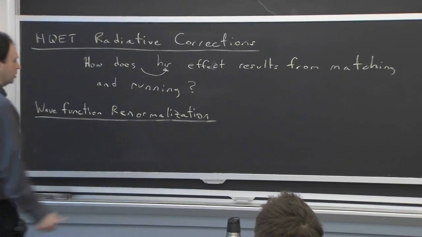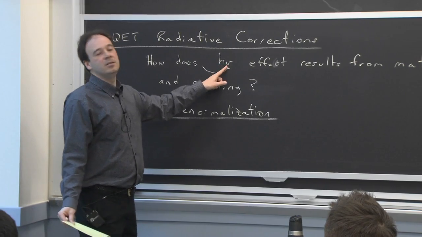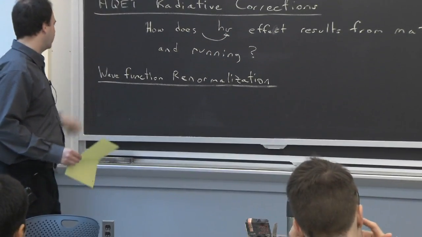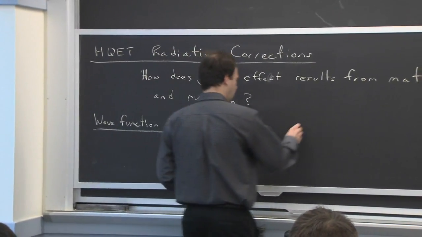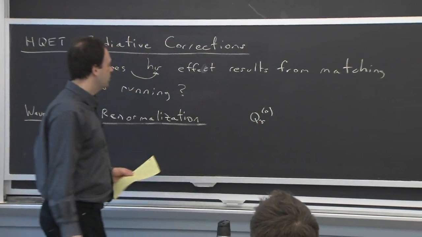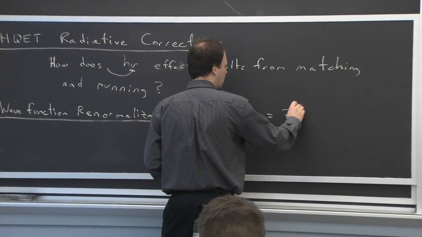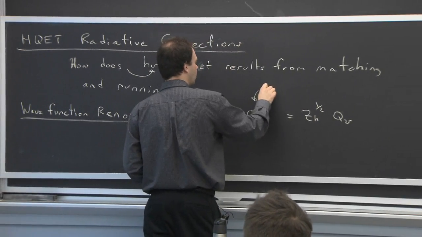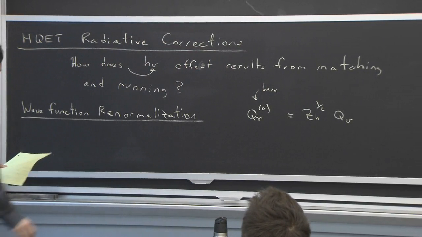We know how to do matching and running. We've seen an example of that. In this theory, there's this label V on the fields, and we want to figure out how that affects doing matching and running. So we started out talking about the wave function renormalization calculation. We have these fields, which we can have a bare version of and a renormalized version of in the usual way. So this is renormalized, and this is bare. Some z factor between them that I'll call zh for z heavy.